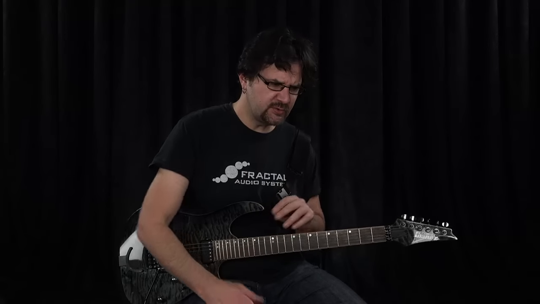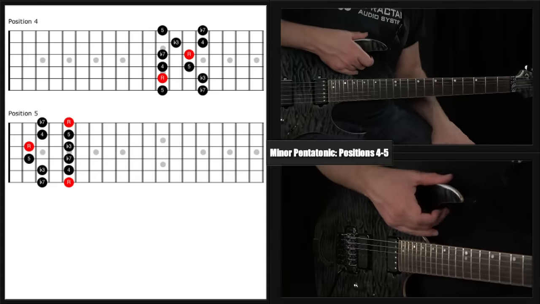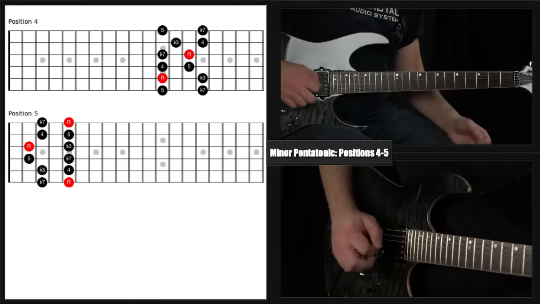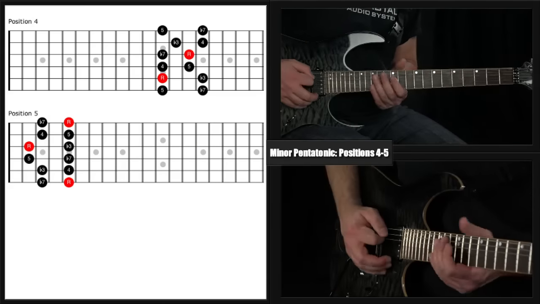We're going to look at the 2 last positions. So we have positions 4 and 5. Position 4 has its root on the 5th string and happens on the right side. So if we're in A, we've got an A on the 12th fret.